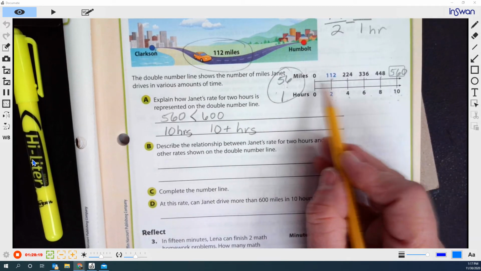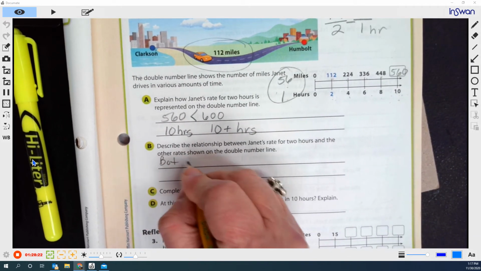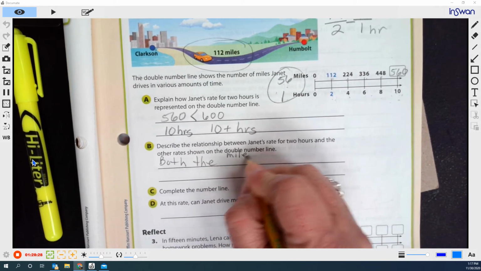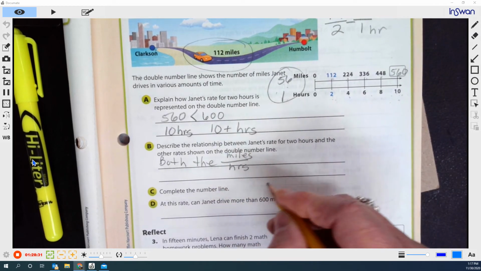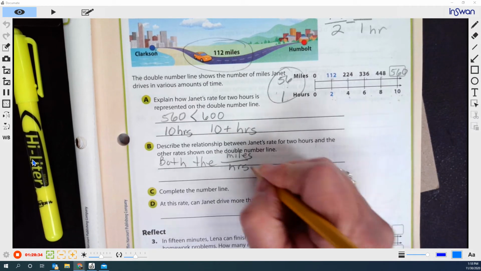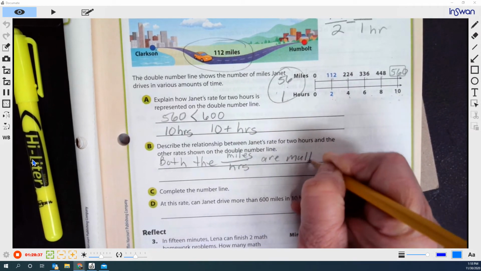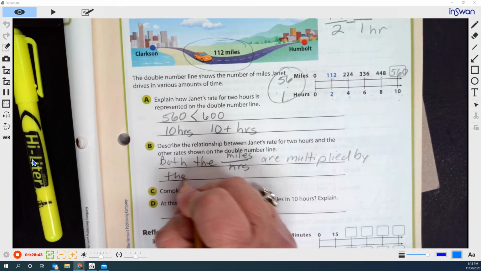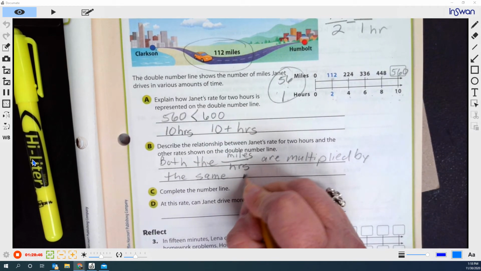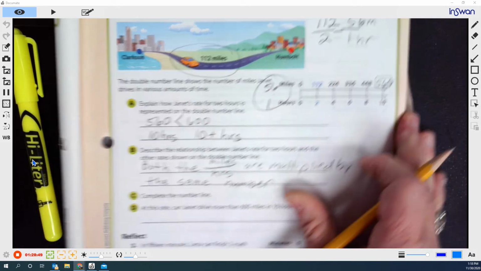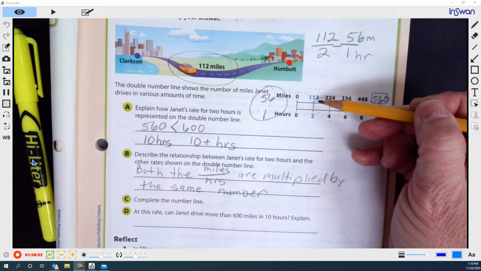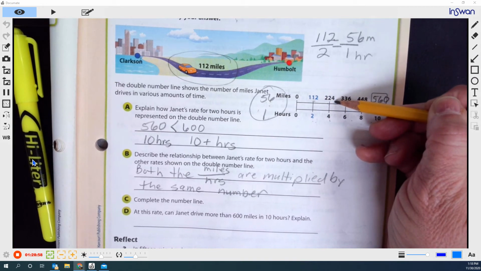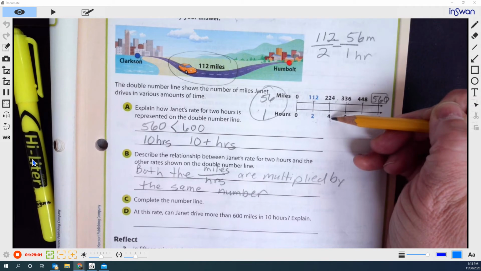To find the equivalent rate, both terms, the miles and the hours, I just abbreviated that, are multiplied by the same number. And I'll show you that. So here, 112 times 2 is 224. 2 times 2 is 4.